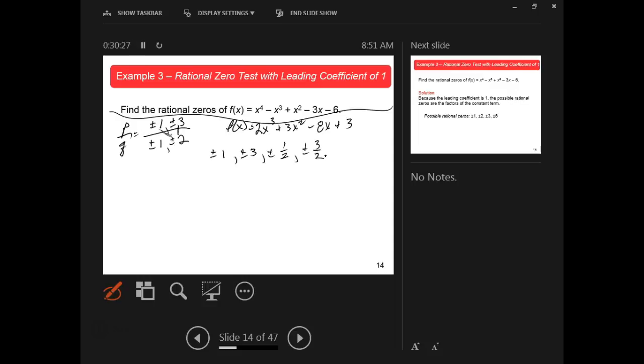Okay, which one is going to be the easiest to test first? 1. And how do we test it? Say it again. Okay, just add your coefficients. 2 plus 3 minus 8 plus 3 is 0. Okay, so we know x equal 1 is a 0. However, you know what the next step is going to be? Synthetic division. Okay, you know it's a 0, but you need to know what the rest of the factors are. So put the 1 on the outside, and what do you put on the inside?